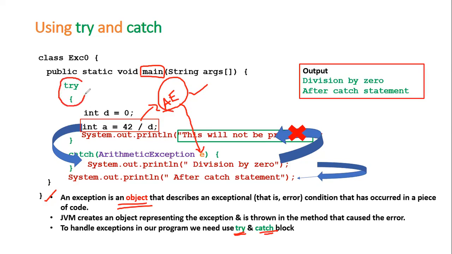Try is a keyword. The try block begins here and ends here. For every try block, we write the corresponding catch block. My catch block begins here and ends here. So whenever you want to handle any exception, you need to use the try and catch block. What's an exception? An exception is nothing but an object.